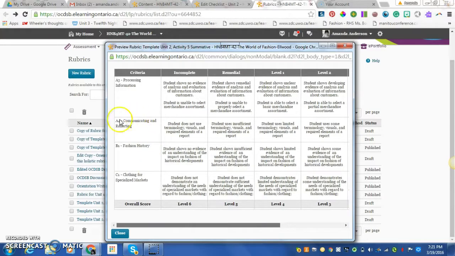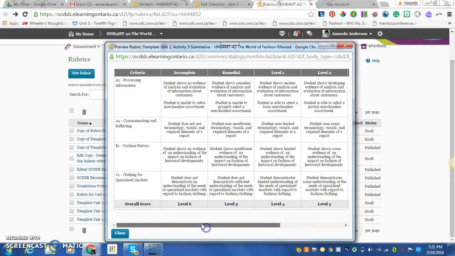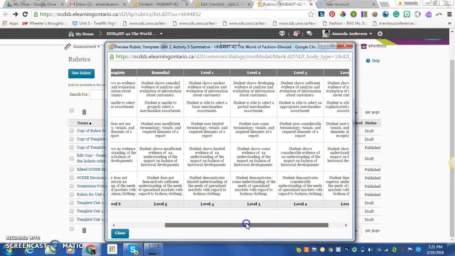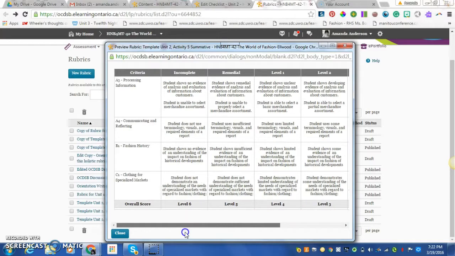The other strand that you're going to be looking at is communicating. So how are you able to communicate this? Is it like a report? Are there visuals? Are all of the things that I just explained in there? Are you missing pieces? That's part of communication. The other one is fashion history. So this is looking at the little blurb that you do on the fashion cycle and the fashion theories that we were looking at. And then the last bit is the marketing piece.